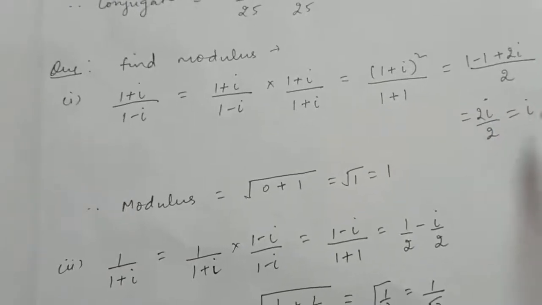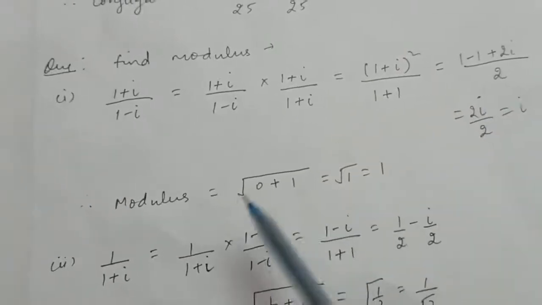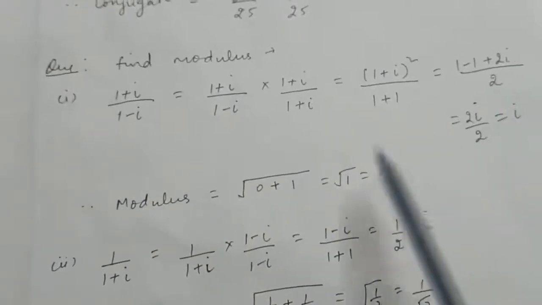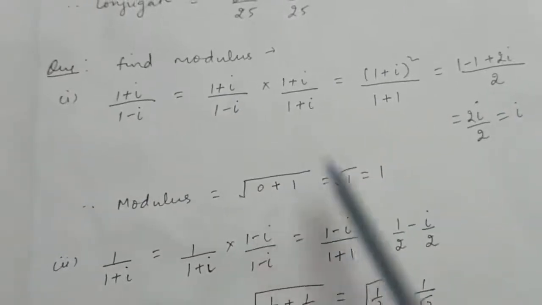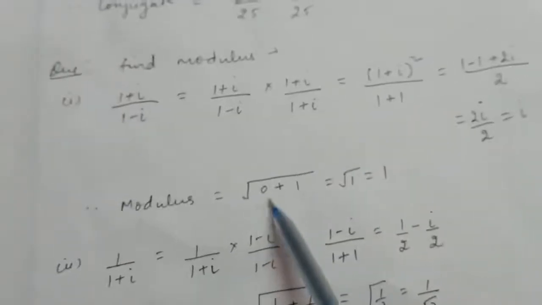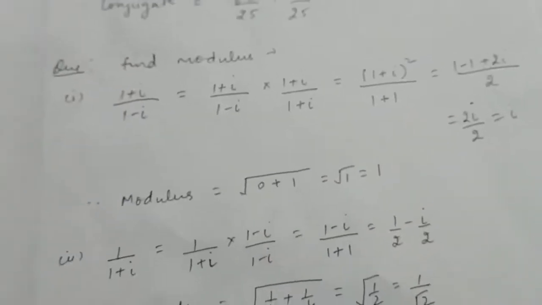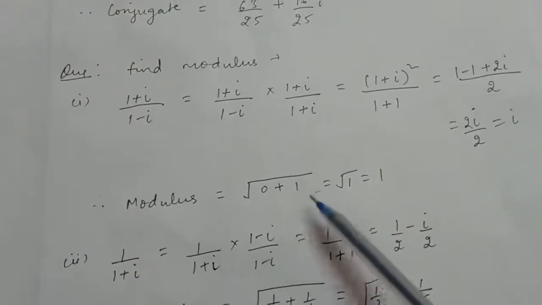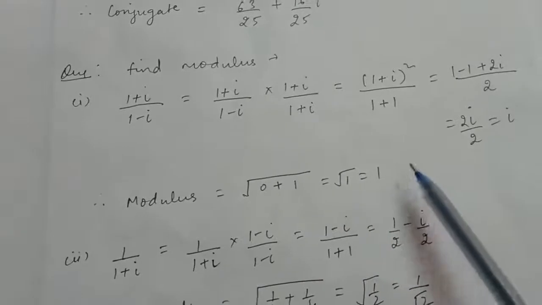2, which is iota. Therefore modulus of this complex number, which is iota only, is root of real part square. Here there is no real part, therefore 0 square is 0 plus imaginary part square. Imaginary part is 1, so 1 square is 1. So you will get the modulus as 1, right?